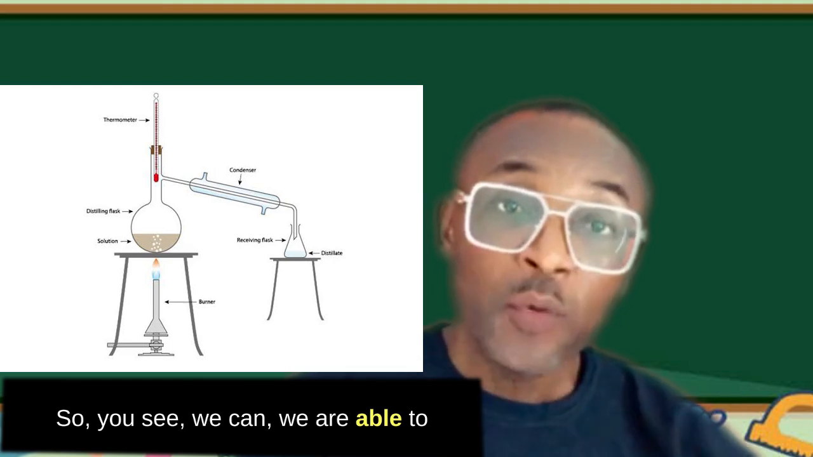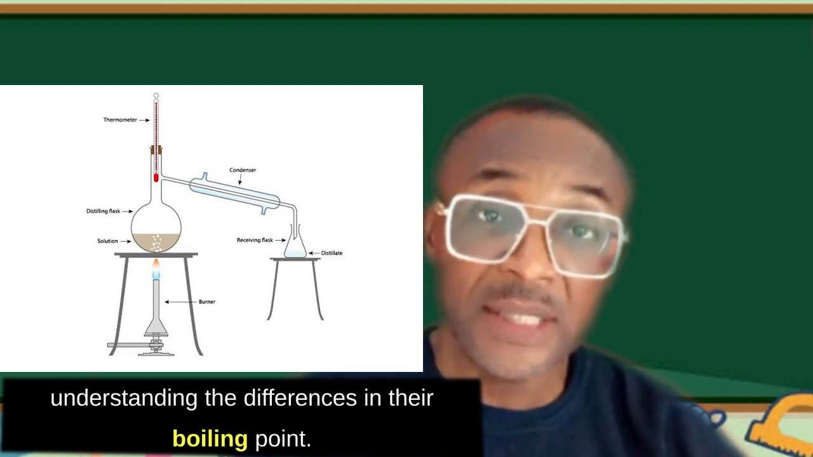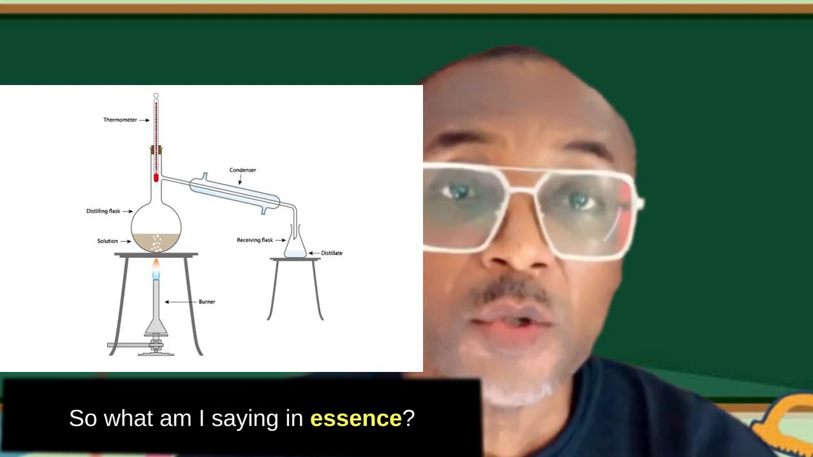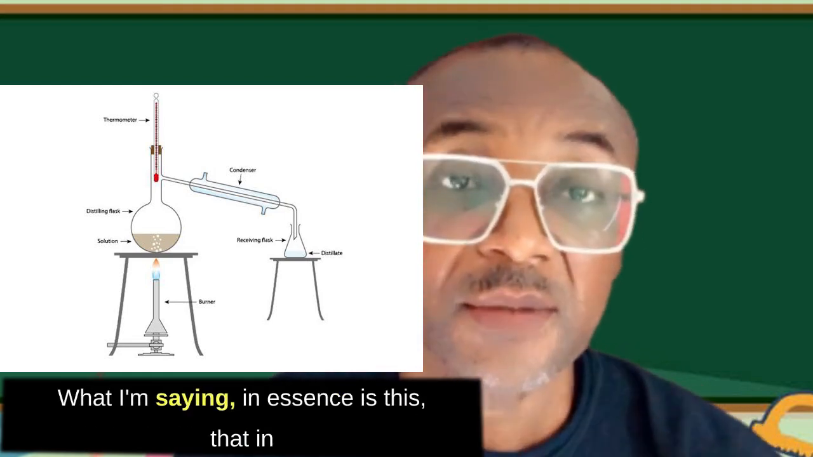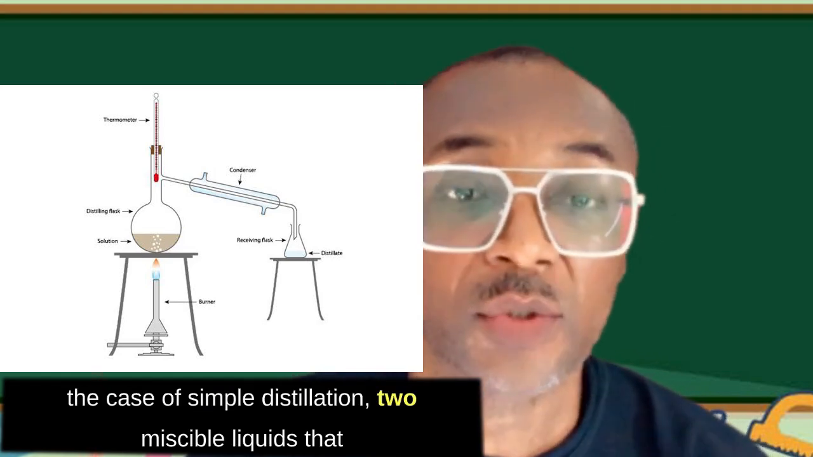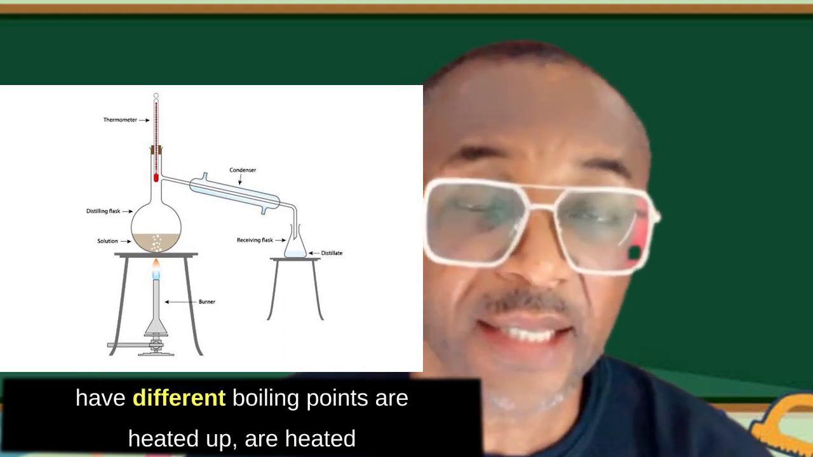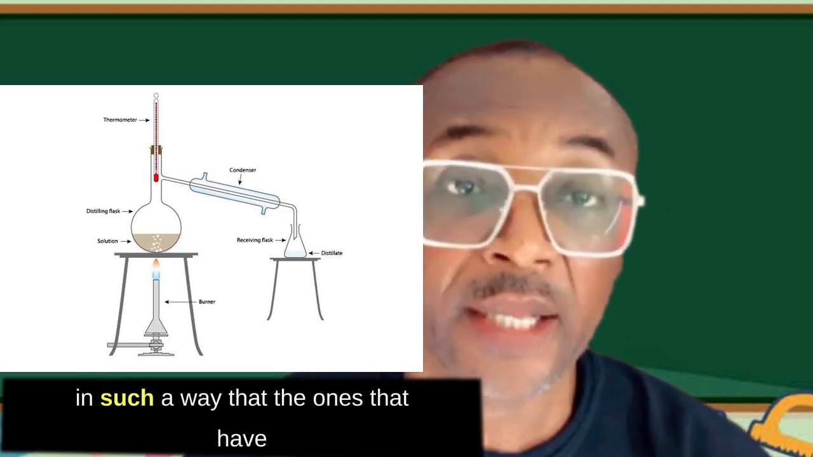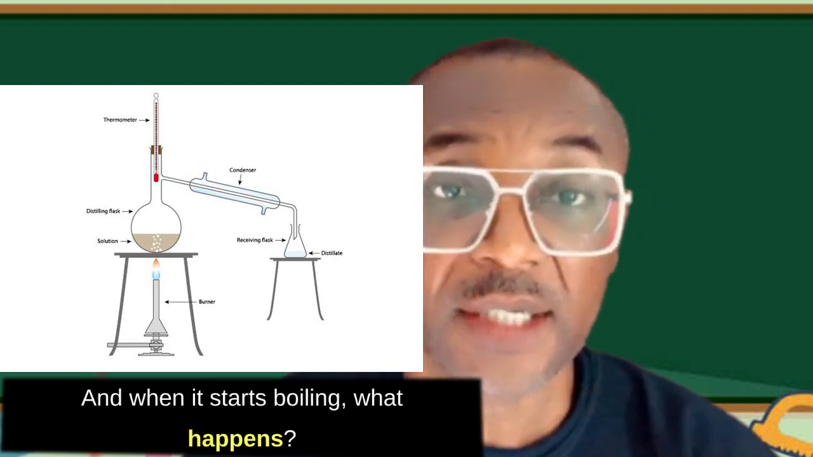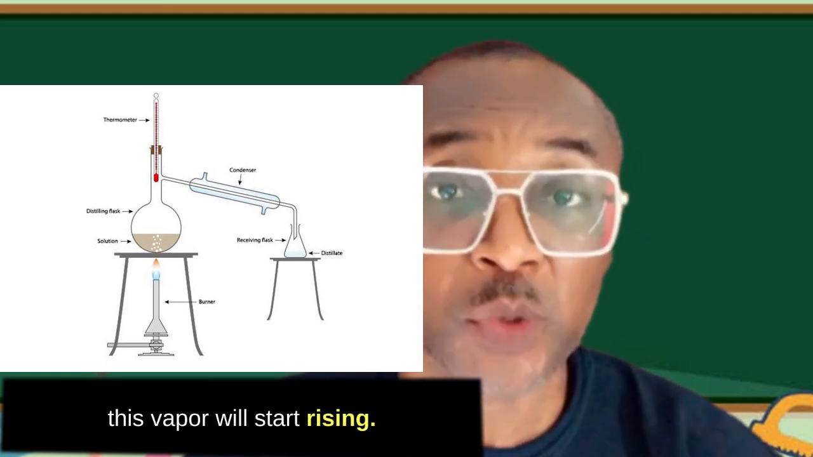So you see, we were able to separate these two miscible liquids by virtue of understanding the differences in their boiling points. So what will remain is the one that has the higher boiling point. So what am I saying in essence? In the case of simple distillation, two miscible liquids that have different boiling points are heated in such a way that the one with the lower boiling point will start boiling first. When it starts boiling, it will start turning into vapor, and this vapor will start rising.